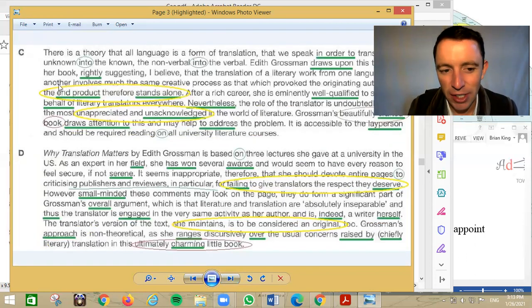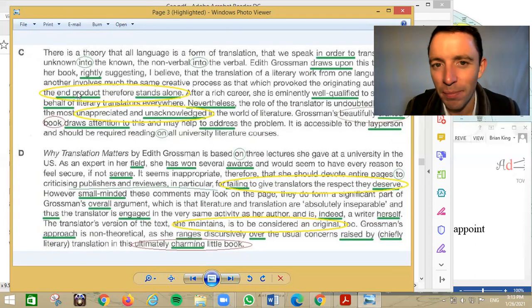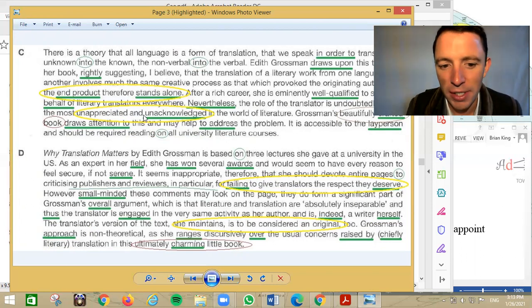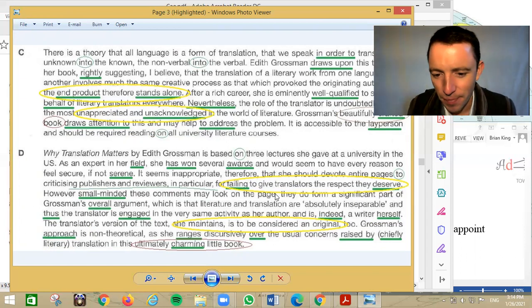And then here, C, so the end product is like the final production, stands alone, is independent, is unique in its own right. So probably this vocabulary is more associated with the question: stands alone in its own right, okay? Underappreciated and unacknowledged in the world of literature. So again, very negative and a very low opinion, okay? So very similar.